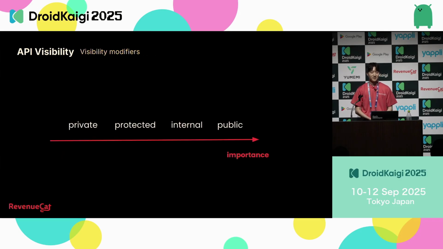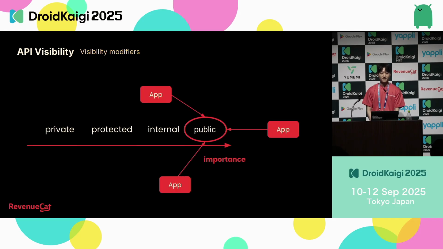For that reason, library developers really care about the visibility modifiers, from private to public, based on the API specifications. In Kotlin, if you don't specify a visibility modifier, it will be public by default. So any application that depends on your library can access those classes, functions, and properties.